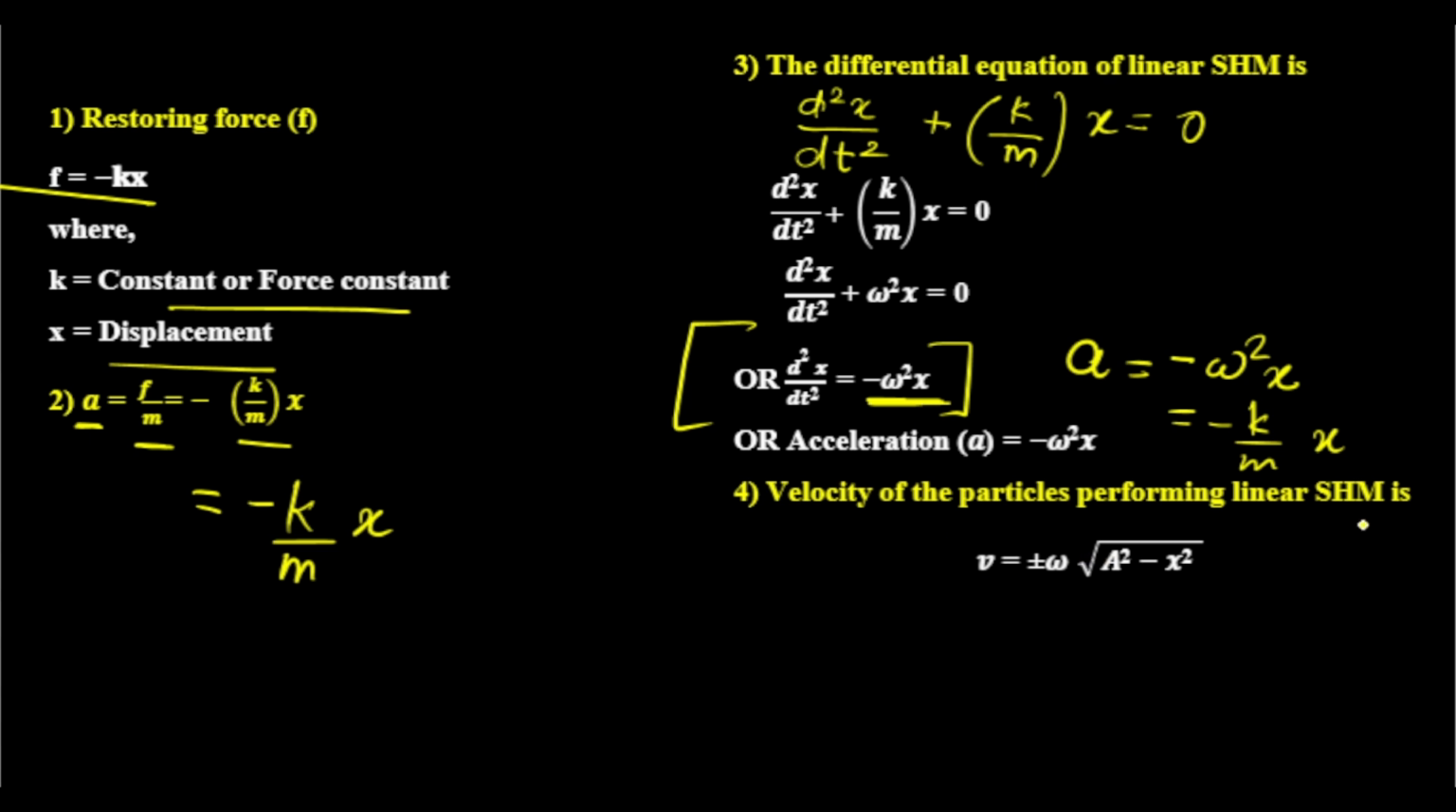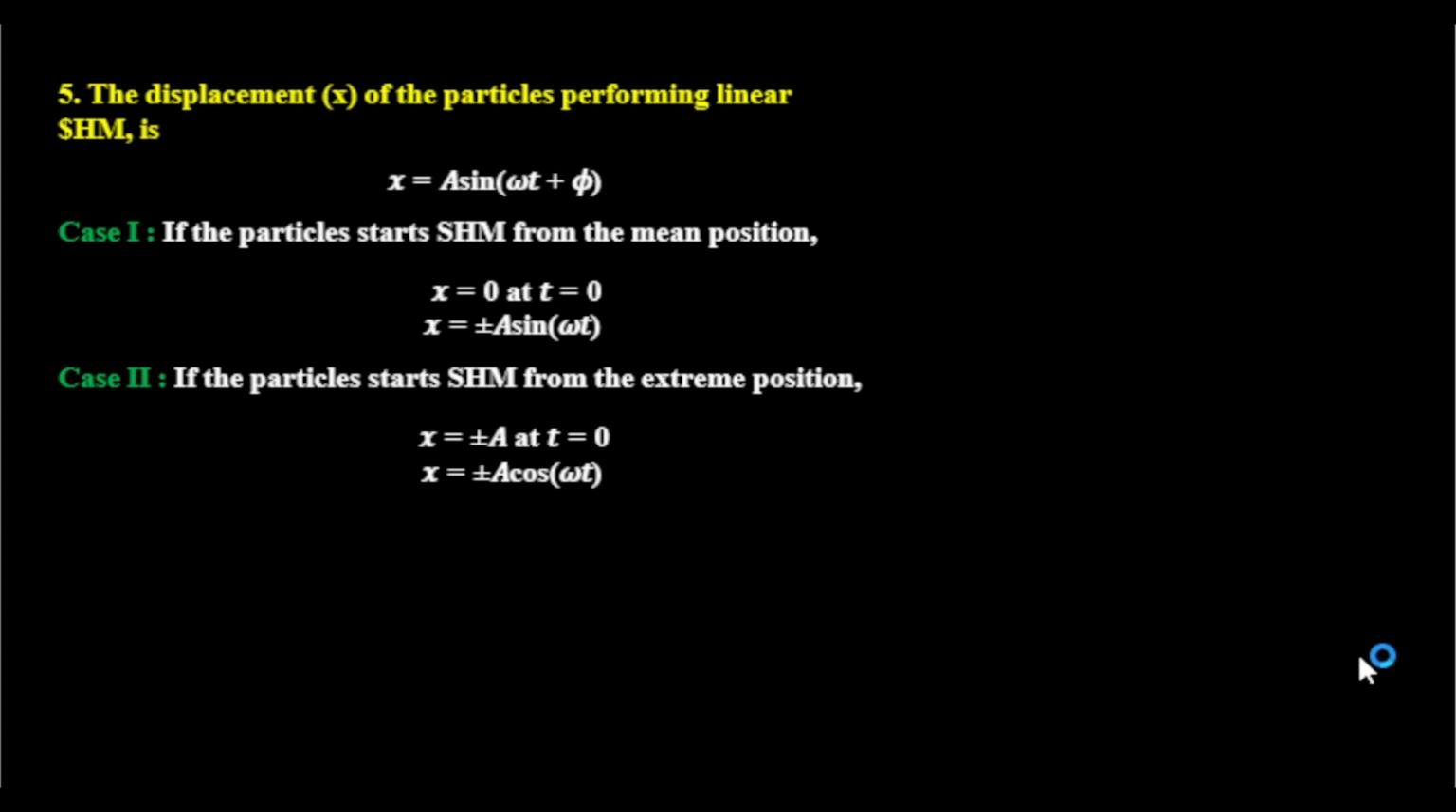Velocity of a particle performing linear SHM is v is equal to plus minus omega root of a square minus x square. Displacement x of a particle performing linear SHM is x is equal to a sin omega t plus phi.